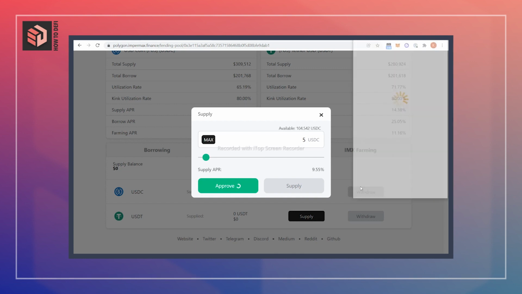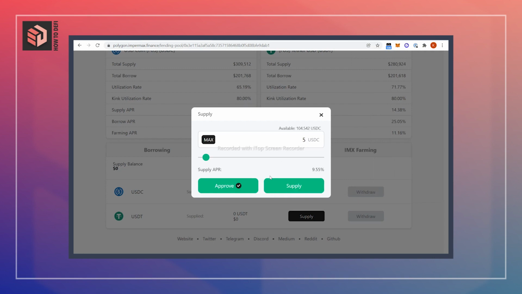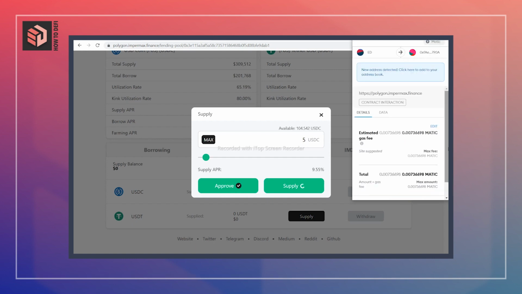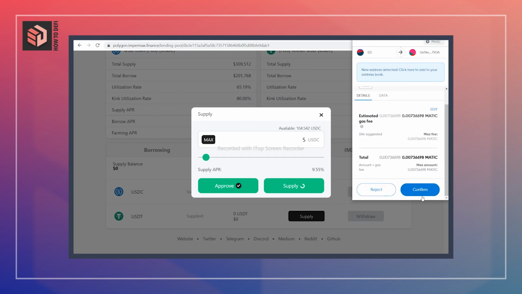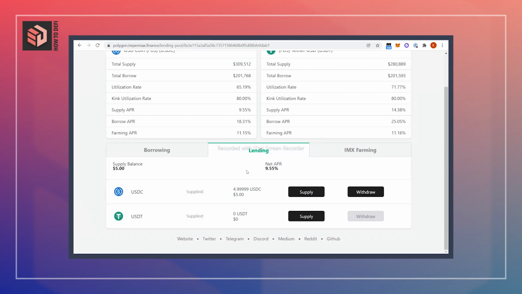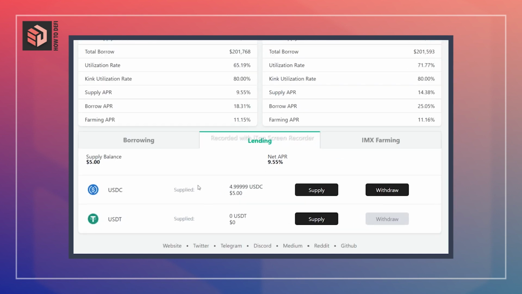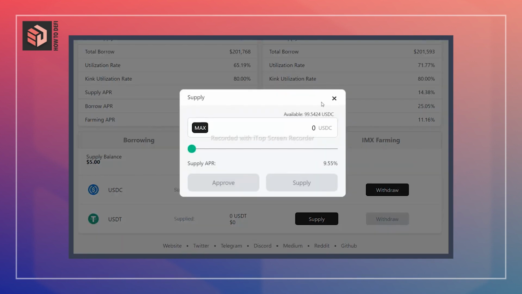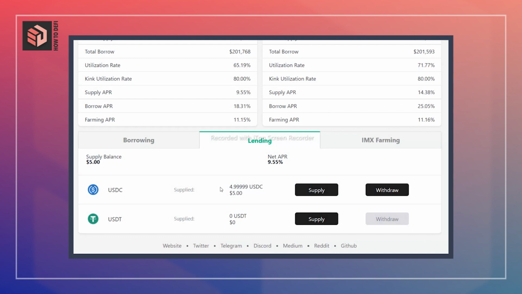I have to approve that in MetaMask. I'm waiting for that transaction to confirm. All right, that transaction is now confirmed, so I'm going to supply. Confirm that transaction. All right, now I have supplied USDC. So now I have supplied USDC in here.